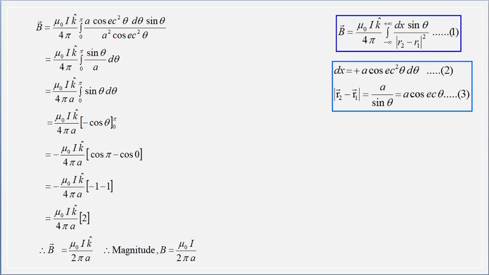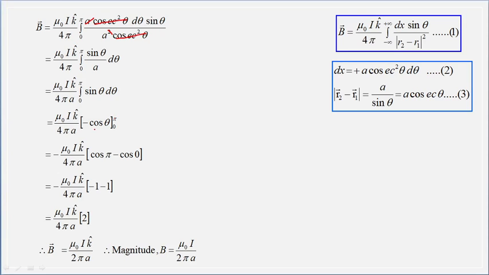Now in this case, the cos square theta cancels, 1 over a cancels, then from 0 to pi, what remains is sine of theta divided by a d theta. A is constant, you take it out. So what you'll get is mu naught I k cap divided by 4 pi a, inside the integral sine of theta. And the integral of sine theta is minus cos theta, with limit from 0 to pi.